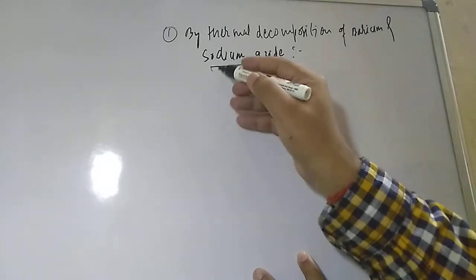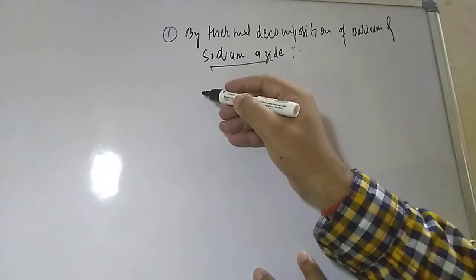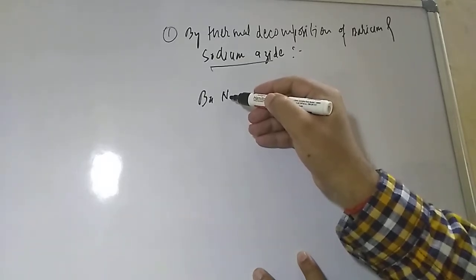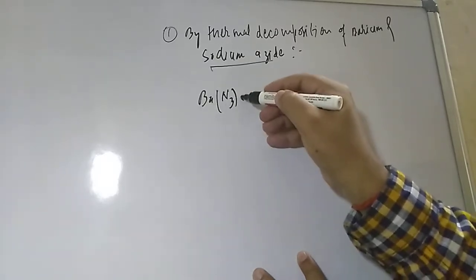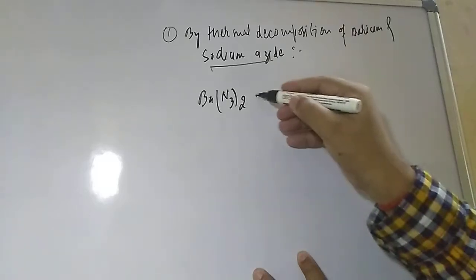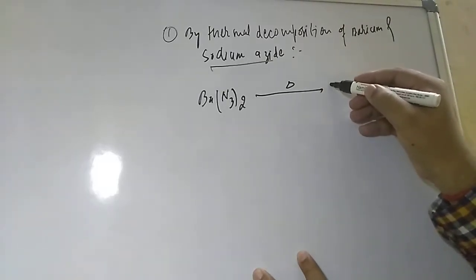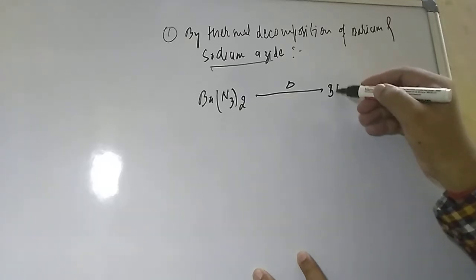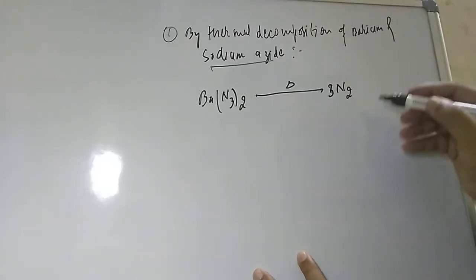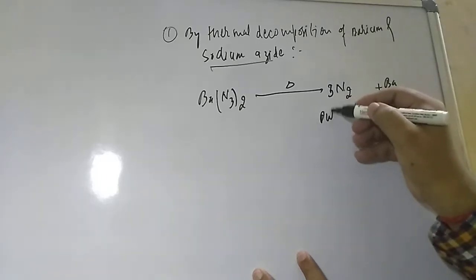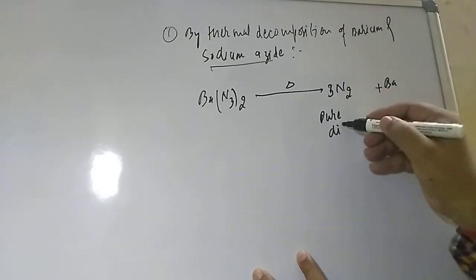If you take barium azide, what is the formula of barium azide? It is Ba(N3)2. If you heat this barium azide, it will give 3N2 molecules. Along with this it will give barium also, and this is the pure dinitrogen.